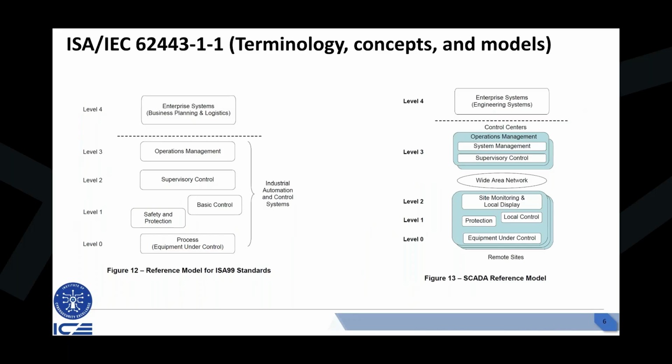1-1, ISA 62443-1-1 is where these models are defined in the context of OT cybersecurity.